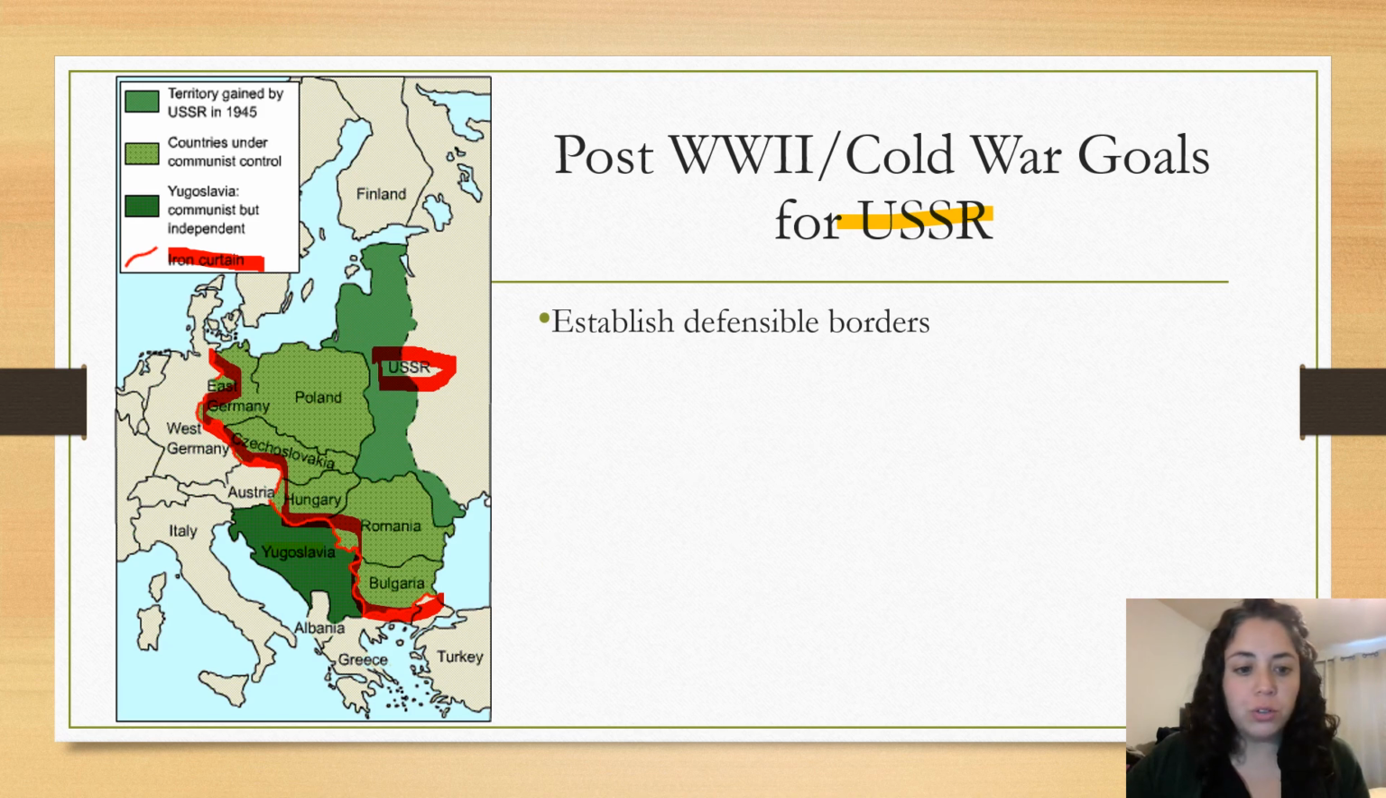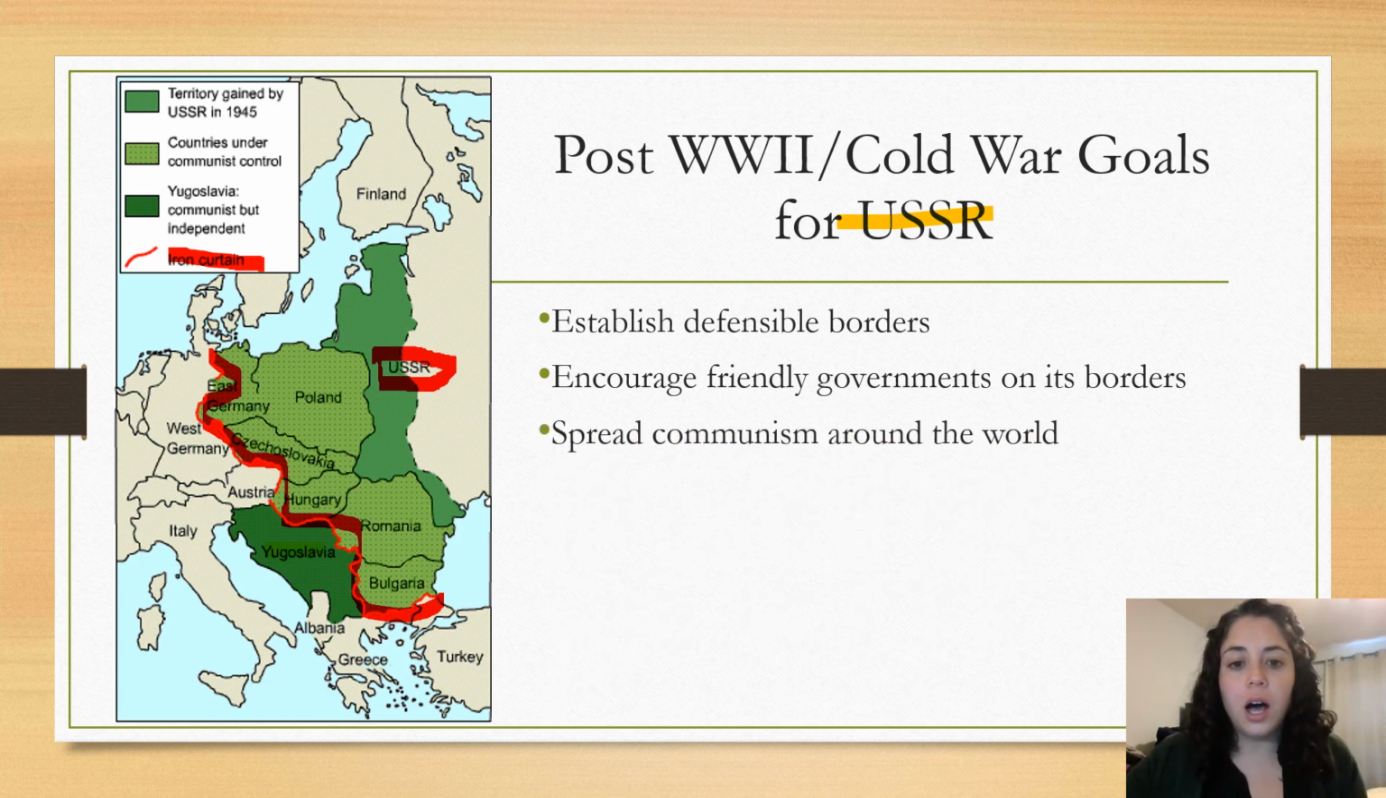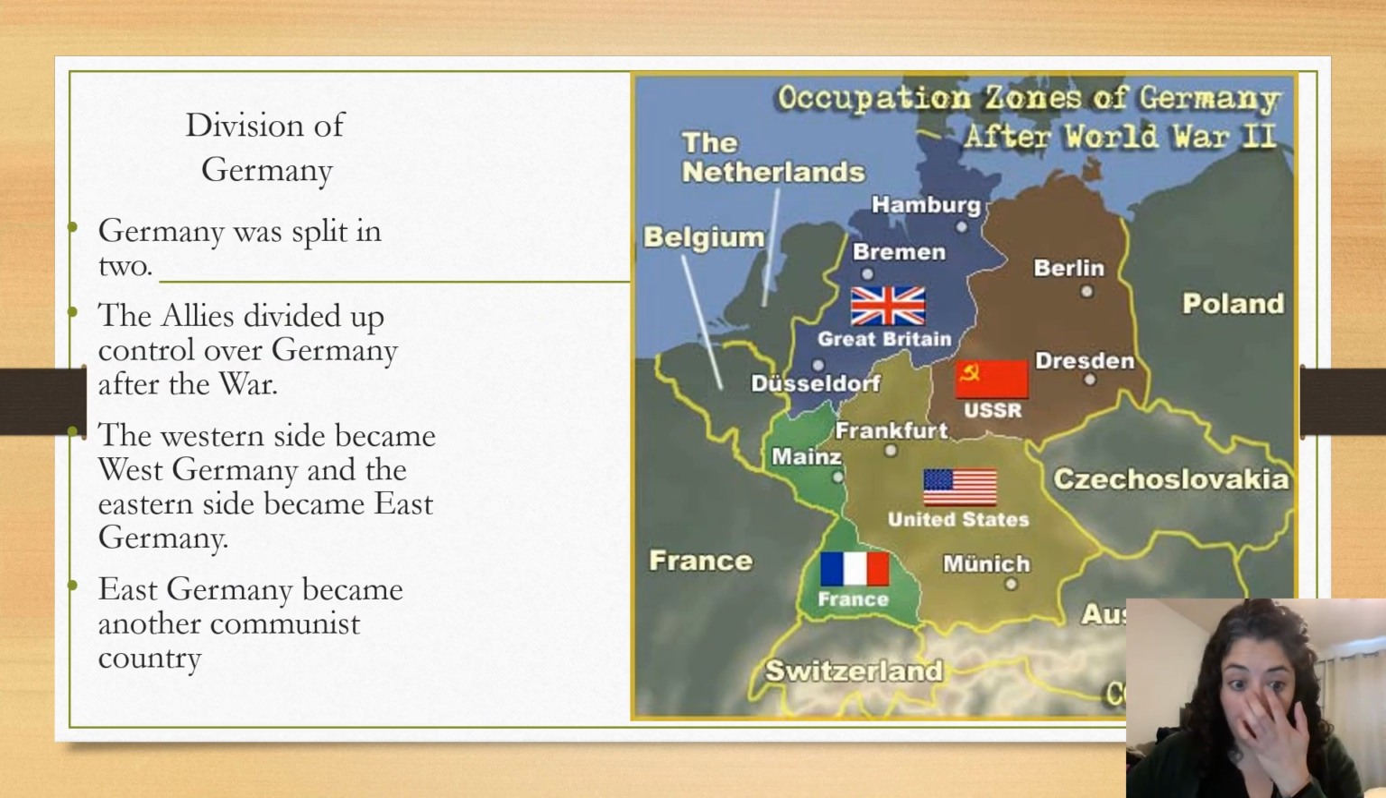The Soviet Union wants to establish borders. They want to have friendly governments, friendly to them, so governments that are similar to them. And they also want to spread communism. So they're going to help other parts of the world, other countries, and other governments that align with their own ideas. And then we're going to go to the division of Germany.